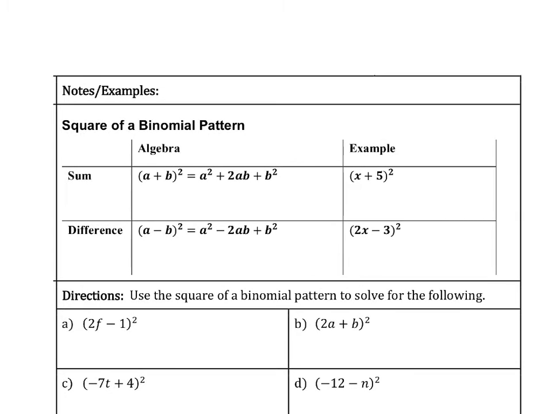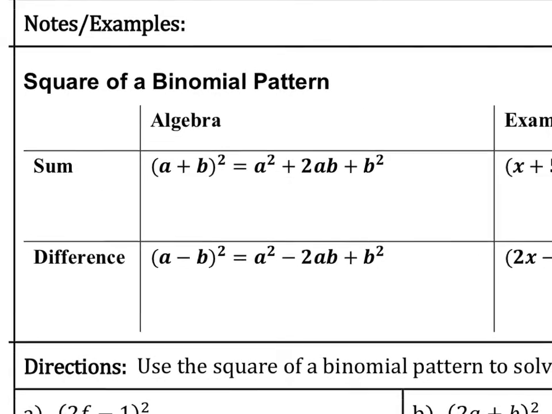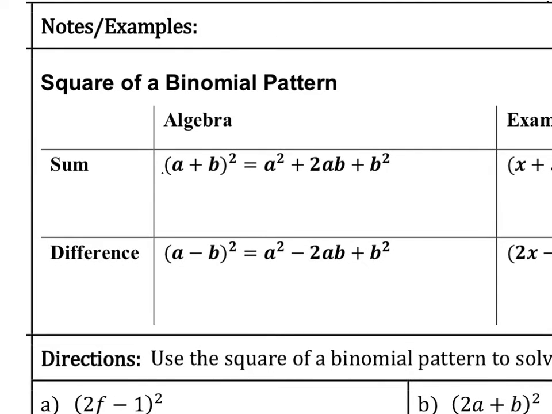The first thing we saw was when we have a binomial squared, meaning we have something like (a + b) squared. Well, that means (a + b) times (a + b). You could always write it out if you wanted, but after you multiply that, it's going to come out to a squared plus 2ab plus b squared.